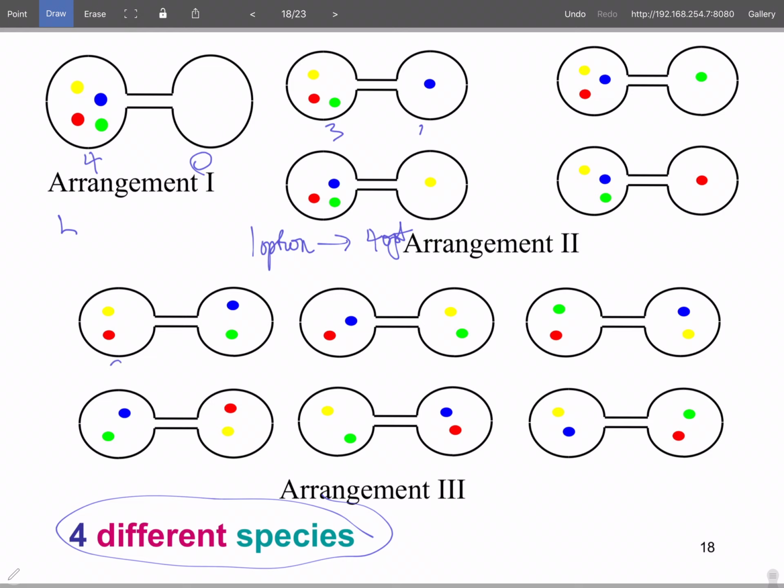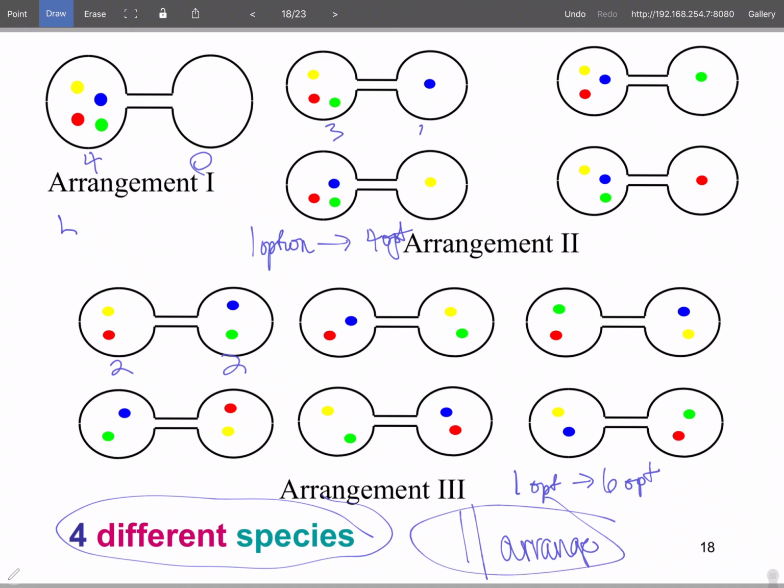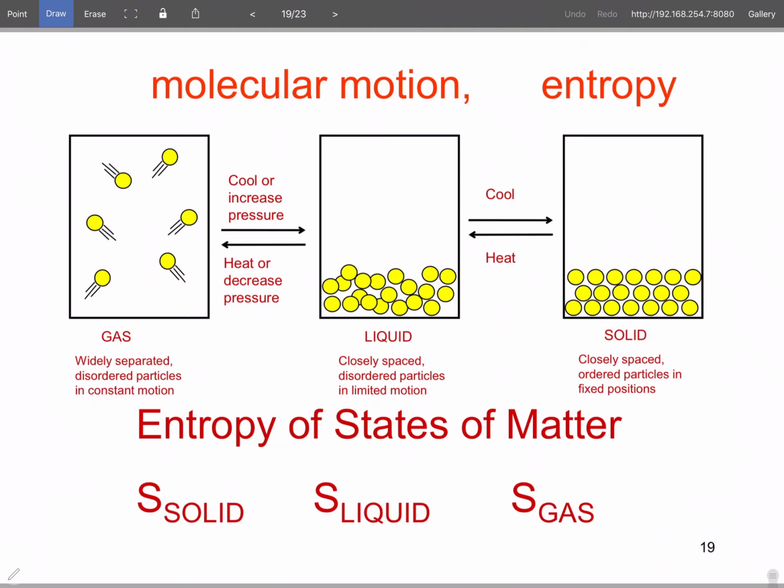Now, if we go to the 2 and 2 arrangement, we can isolate the options. So we went from 1 option to 6 options. So the total is we have 11 arrangements if we have 4 species that are different. So we went from 3 that were the same to 11 that are different. So this has a huge effect in terms of your randomness if your particles are different.